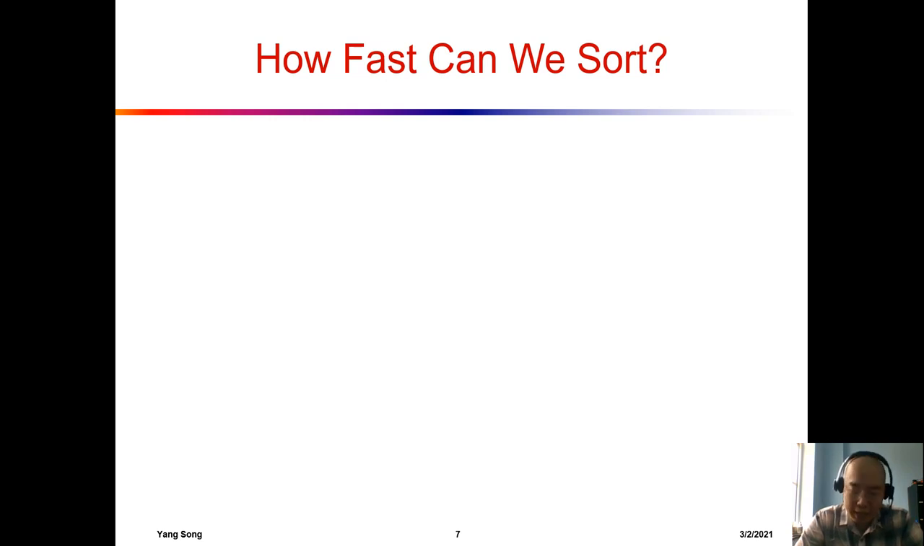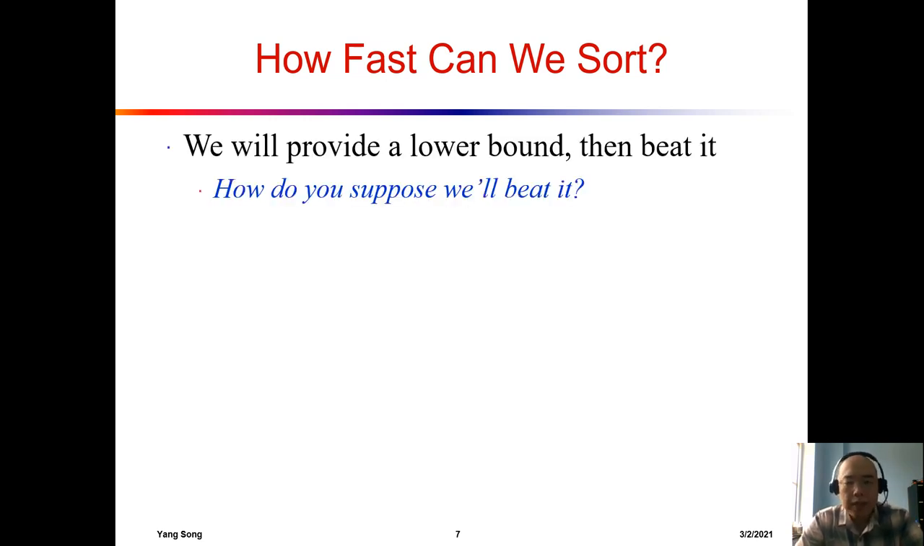Okay, so let's move on to the next question. How fast can we sort? Based on your observation, you will feel that it is n log n, right? So in this class, we will provide a theoretical lower bound, and then we will try to beat that. And you may ask, since we are able to prove that it is a theoretical lower bound, how can we beat that? Hold that question. We are going to discuss this later.